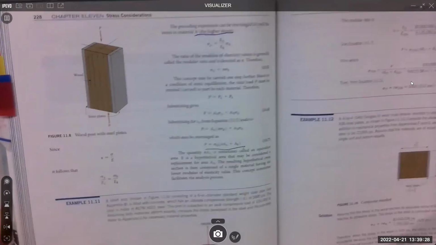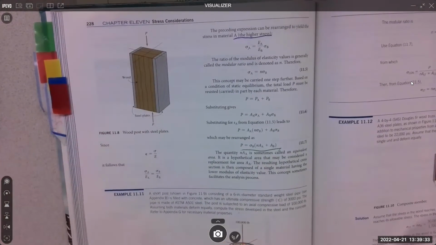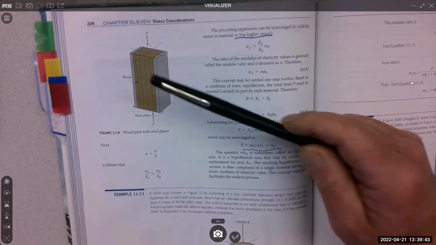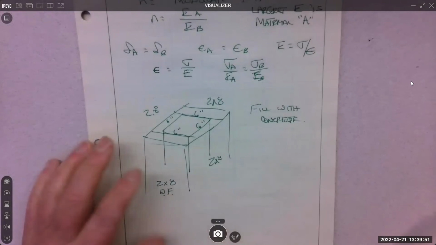If that is true, like this problem here, steel plates somehow attached to the wood to create a column, those two things are going to act together. If that's true, then there are formulas that get developed based on that logic. There's only a couple of them we're going to use. So I like walking through it.